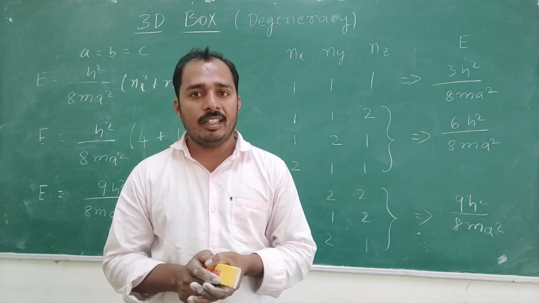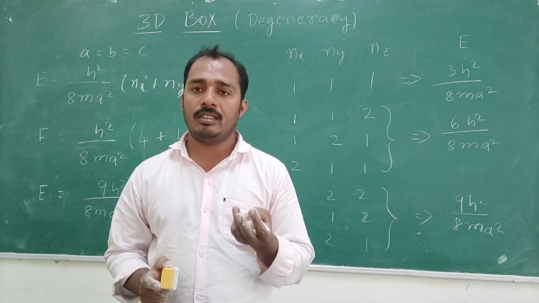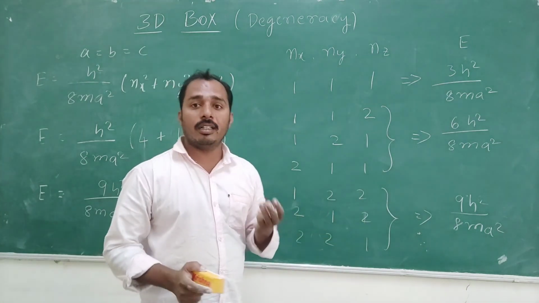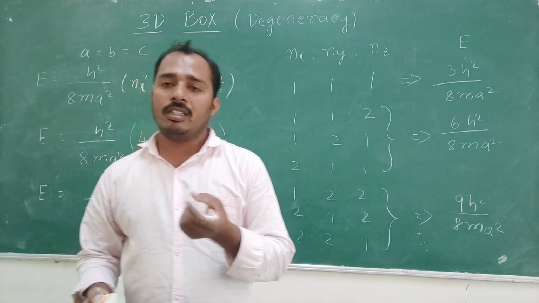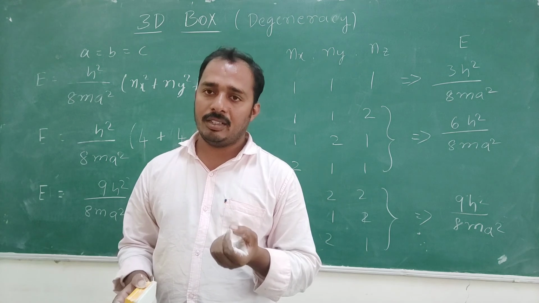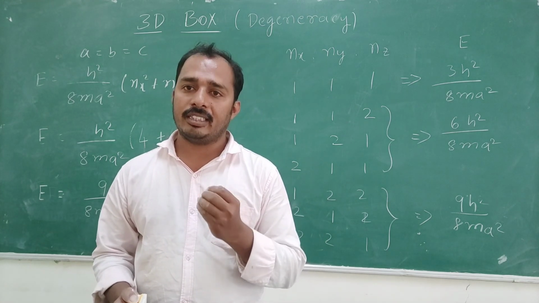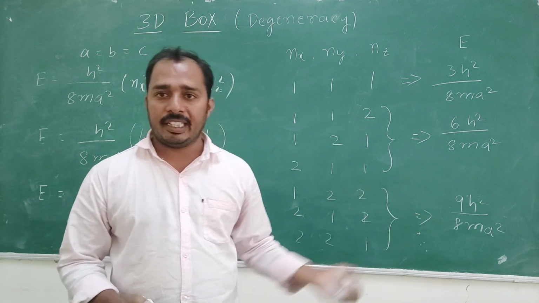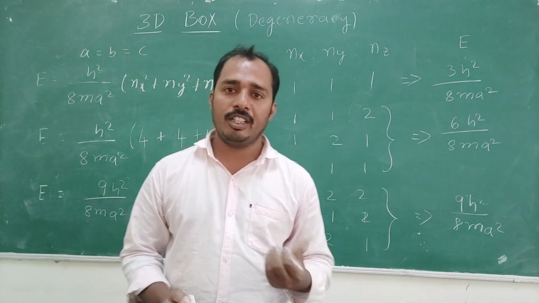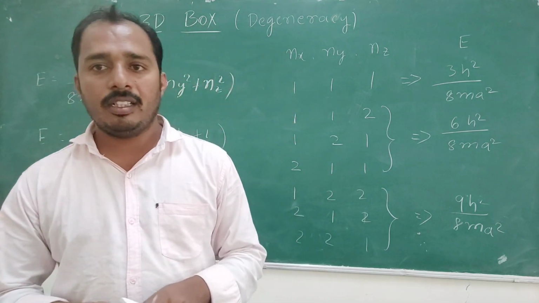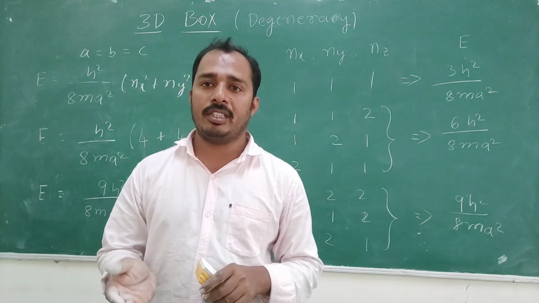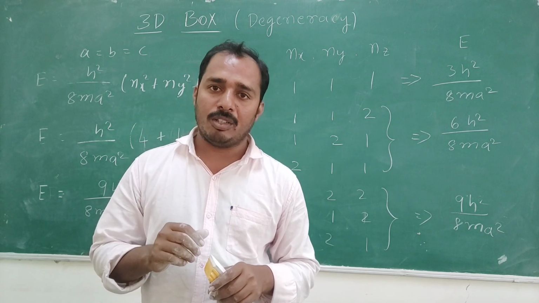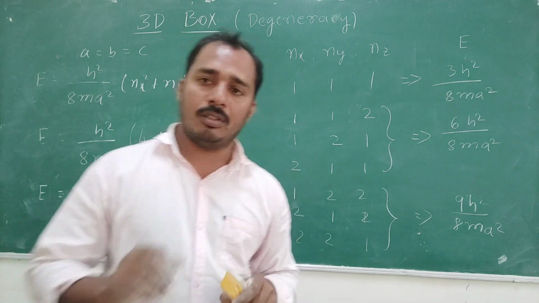So you calculate the third excited state, fourth excited state, fifth excited state, sixth. Up to the sixth excited state, calculate the energy of the sixth excited state, and also calculate the degeneracy at home. In the next class, we calculate the wave functions of a particle inside the three-dimensional box. Okay, thank you.